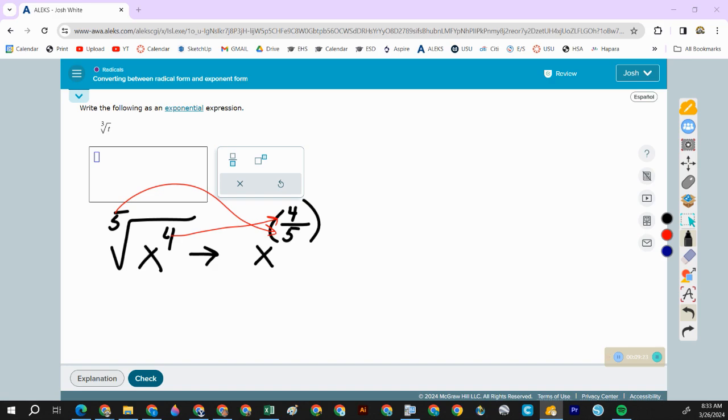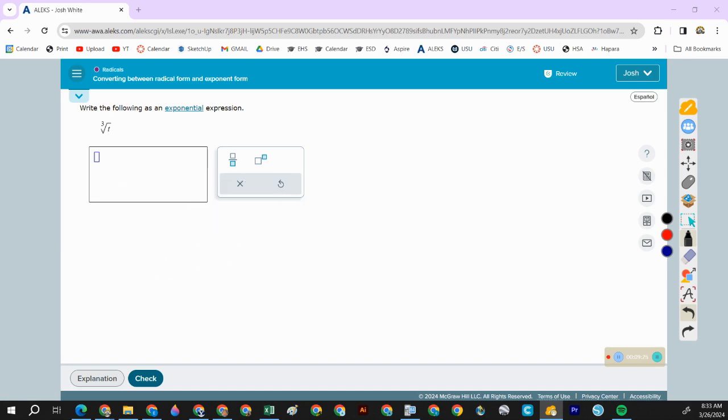Okay. So what if I went the other way? What if I had x to the 7 halves? What would that be in radical form? Well, it would be this, and this number goes here, and this number goes here. So this would be the square root of x to the 7th. But if this is a 2, we don't need to write it. Right?